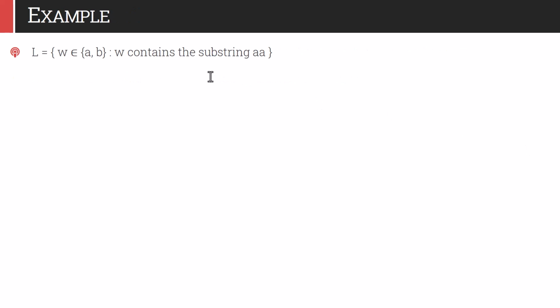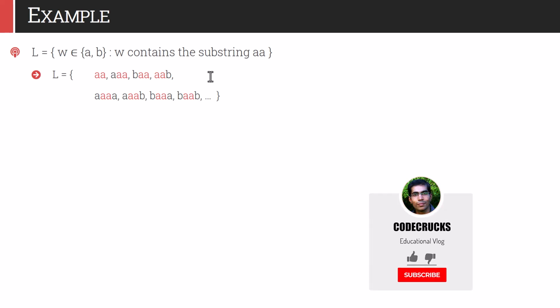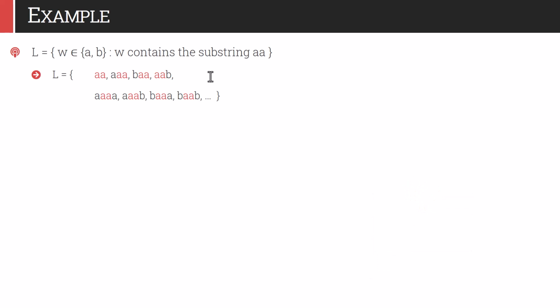Let us see one example. Language L contains all the strings W over alphabet A and B such that W contains the substring AA. So all the strings which have AA as their part would be in L. So A and B can be either before AA or after AA. Any combination of A and B we can have before AA and after AA, but AA must be present in the string. So these are some of the strings in language L.